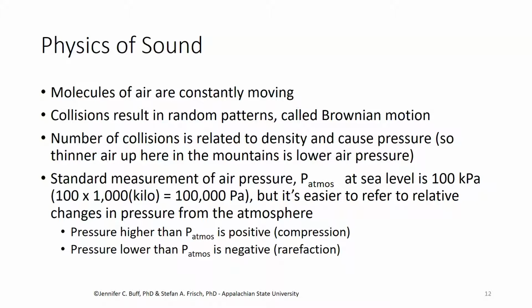Because that's a pretty big number with a lot of zeros on it, it's much easier for us to refer to relative changes in air pressure from that atmospheric pressure. So pressures that are above 100,000 will be positive air pressures. That will be cases where there's compression. Pressures that are lower than that 100,000 will be negative air pressures. That will be rarefaction. So we might have things like plus 10 pascals for compression or minus 10 pascals for rarefaction.